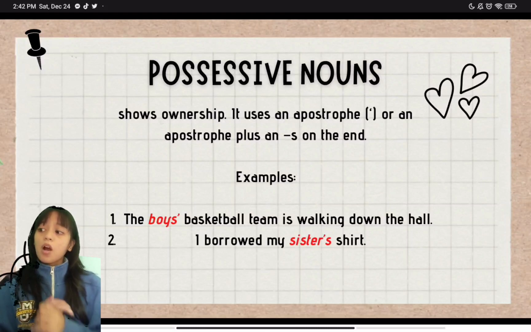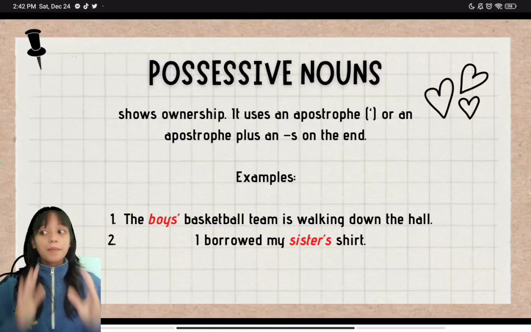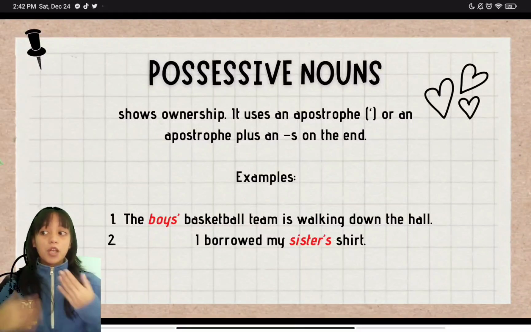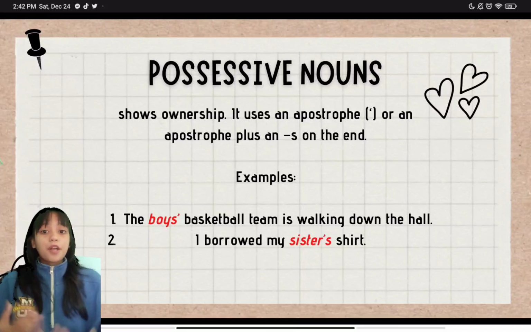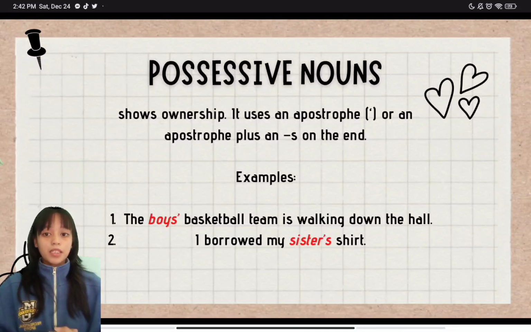So you may ask, why is boys the possessive noun there? Because who owns the basketball team? Who possesses the basketball team? It's the boys, right? So that is why boys is the possessive noun, because they own the basketball team, because it's their basketball team. Boys also has an apostrophe after it. So that's why it's a possessive noun.